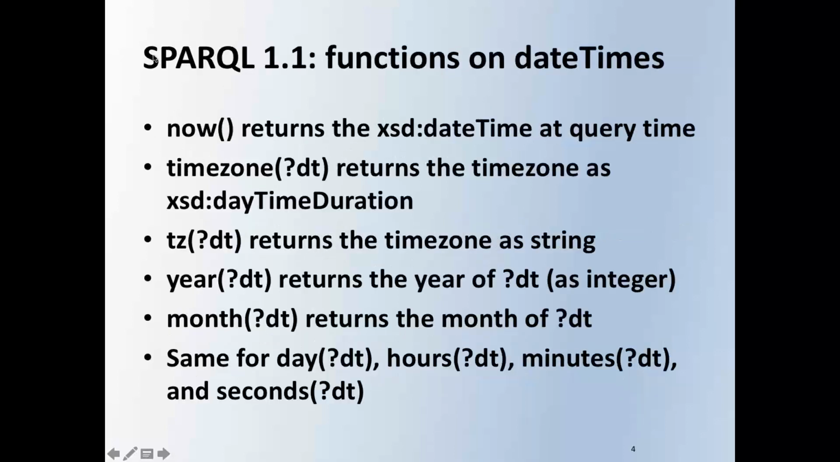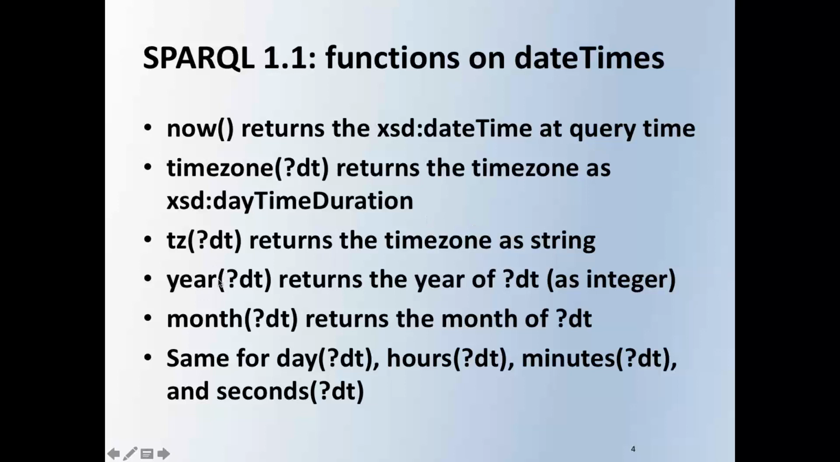Next thing we can do is use any of these functions on a dateTime. I'll go through each of them. The now function returns the dateTime at the time of query execution. So if you put a now function in your query and execute it, it'll grab the time that you executed the query and return that. And then there's a couple of time zone extracting functions. If you've got a dateTime, you can extract the time zone with this timezone function, and that'll come back as a dayTimeDuration, or you can get the time zone as a string.